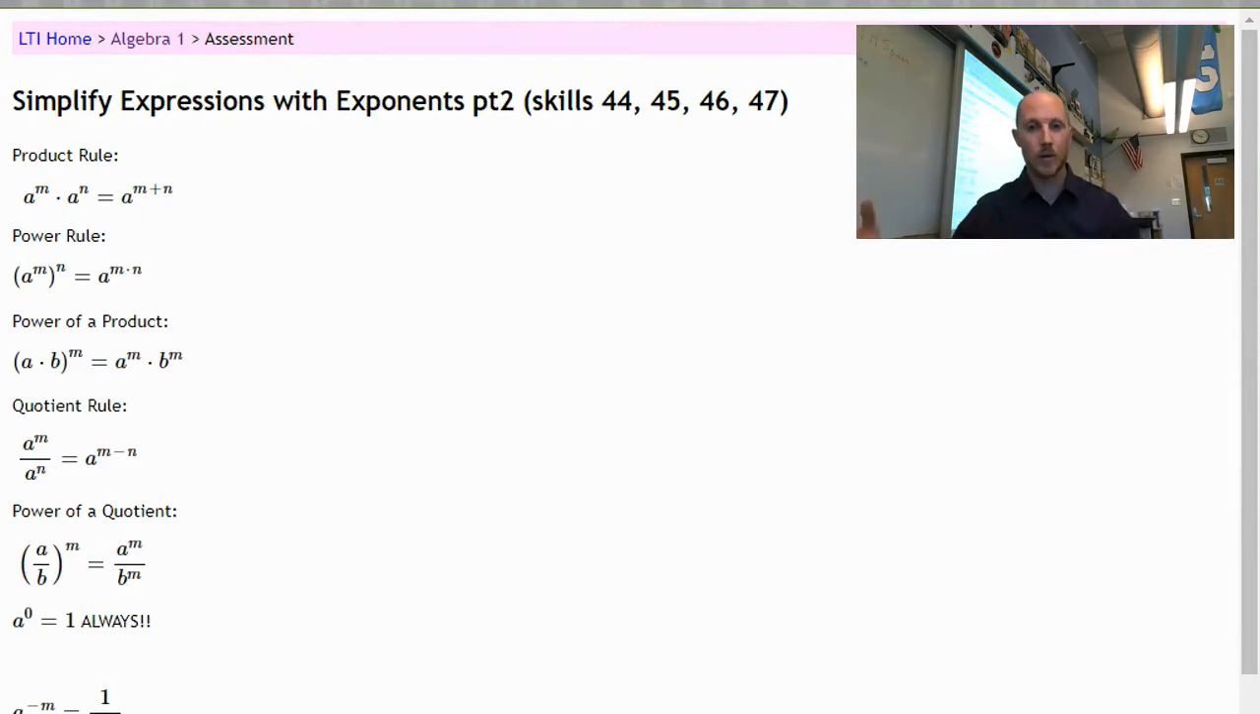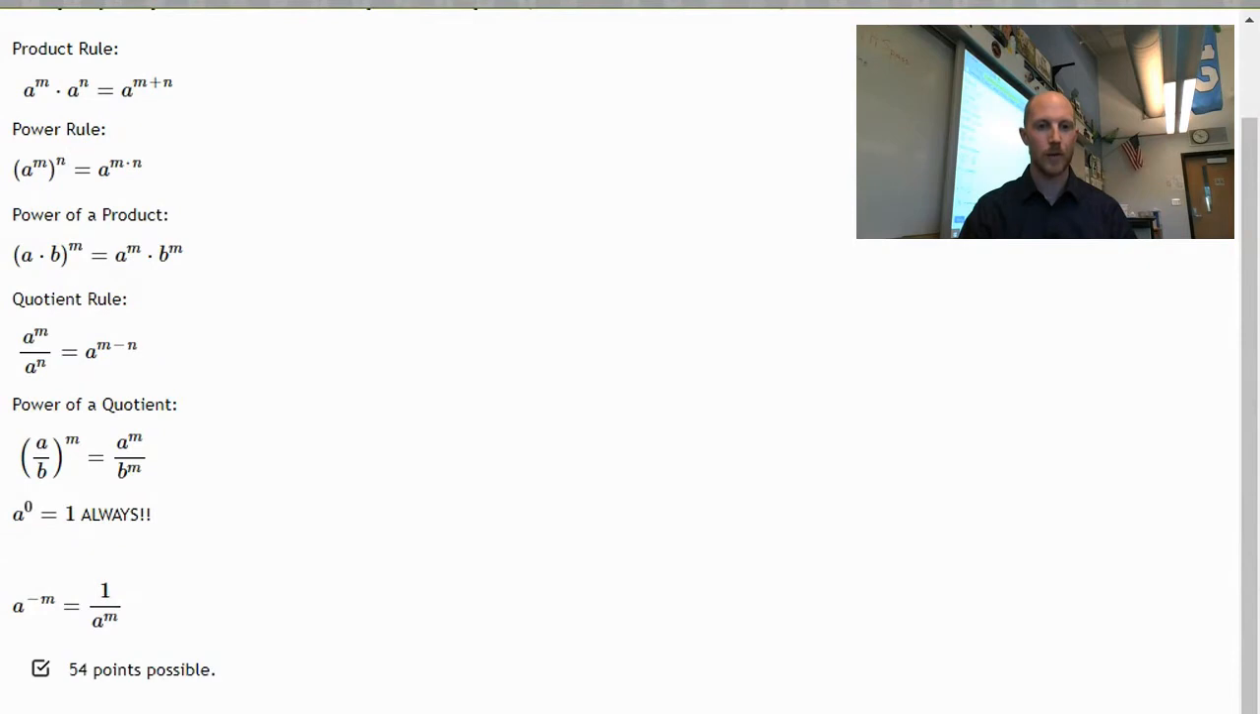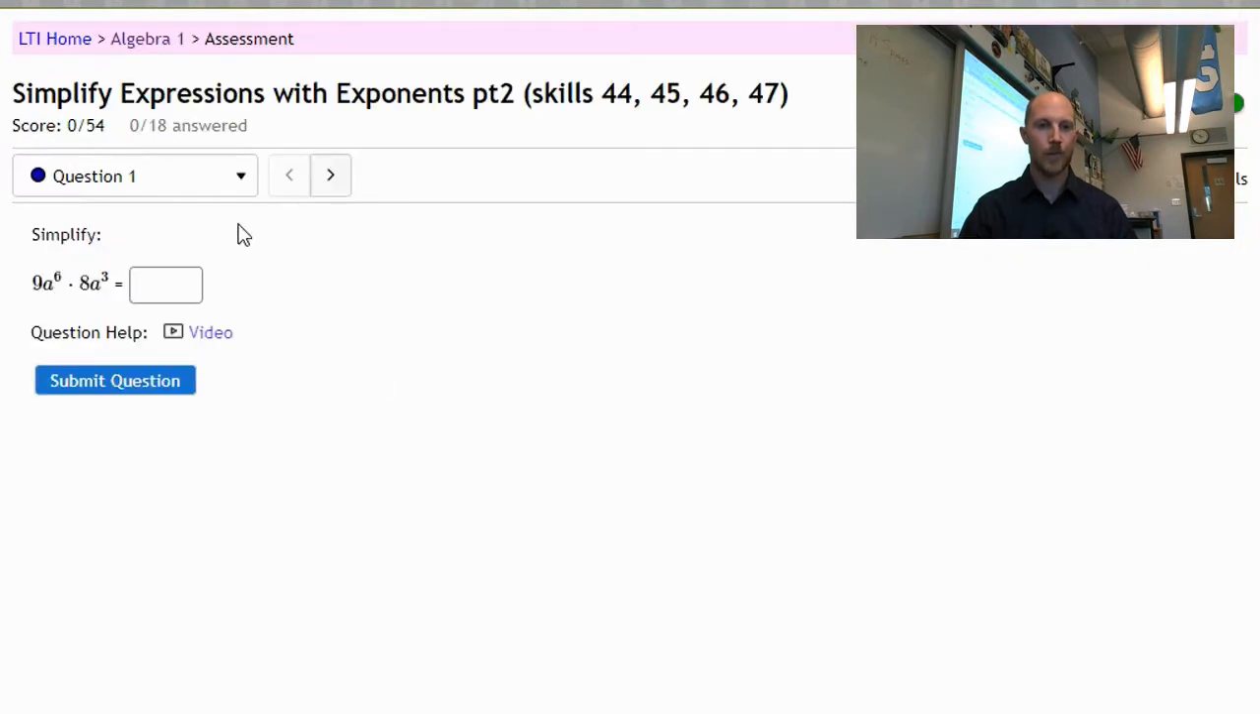Still looking at all of the skills that we have learned about exponents, skills 44, 45, 46, and 47. On the intro page to this assignment, there is the notes page. Every single property of exponents that we have learned over the last couple of weeks is summarized right there. So I'm going to go ahead and start. I'm going to do every other problem. There's 2 of each type of problem.